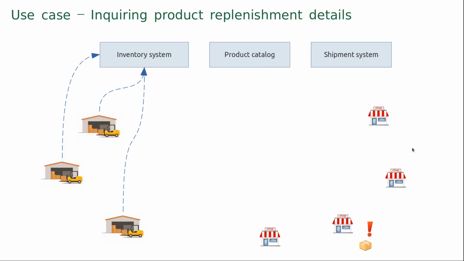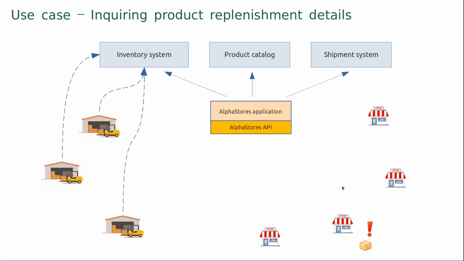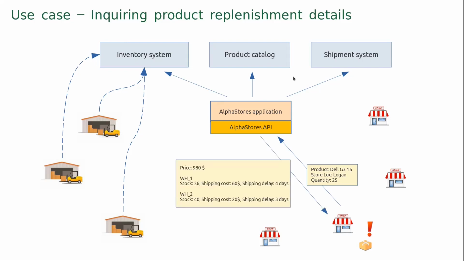So a scenario is that if a particular shopping outlet runs out of a product, then we should have an API from which this shopping outlet's systems can query about the stock for this product. So the API call would look something similar to this. It should contain the product ID, store location, and the required quantity. Then this API should connect with all these systems as necessary and give back this response.